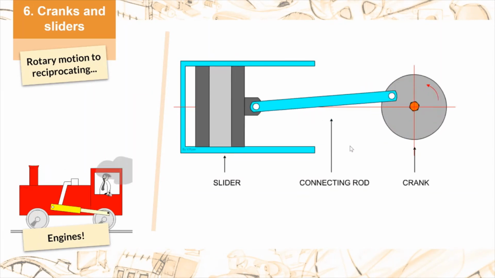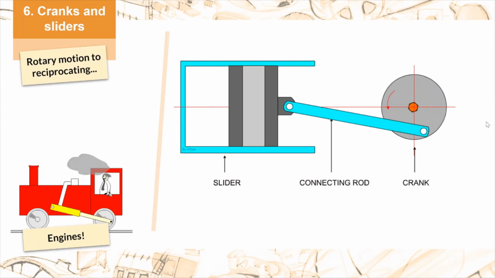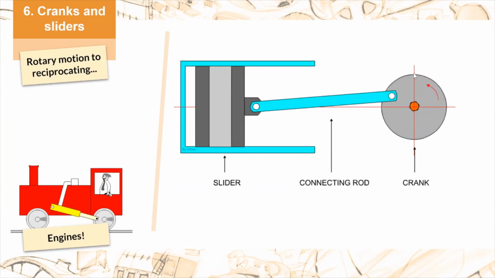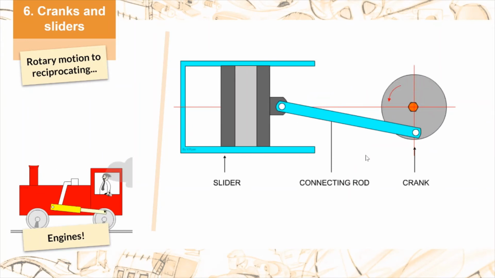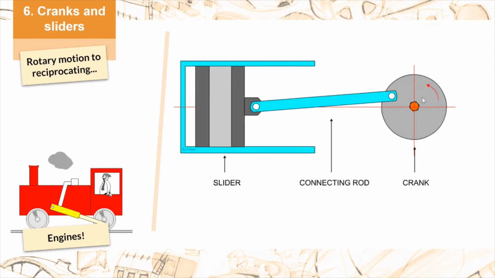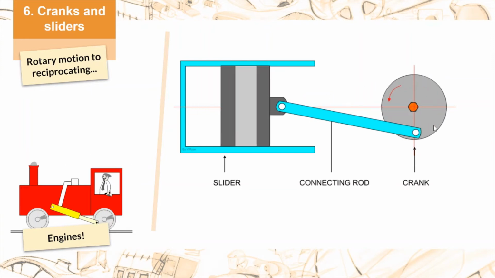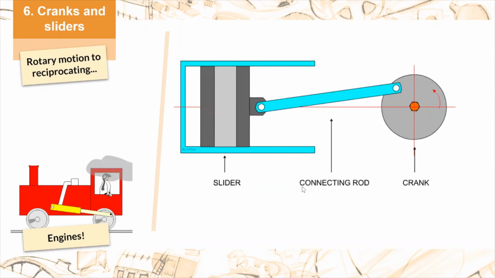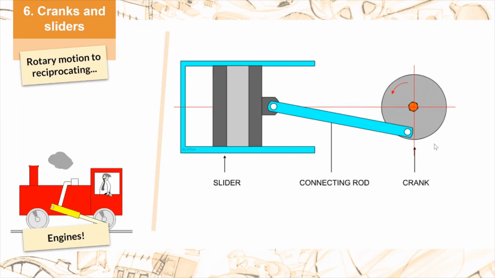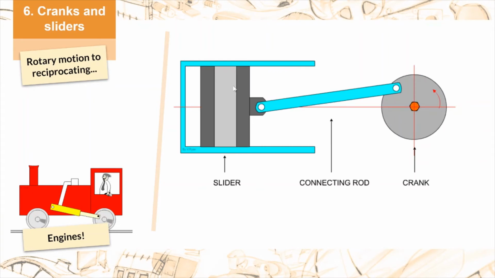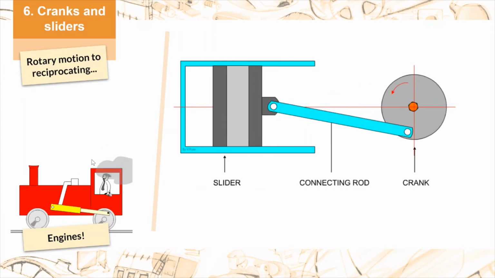Okay, cranks and sliders. The crank is the round wheel spinning around here. You might know that where the pedals go, where your gears are at the front of your bike, that's what we call the crank that the pedals are attached to. Then the slider is this thing moving here with reciprocating motion. So a crank and slider turns rotary motion into reciprocating motion, or vice versa.